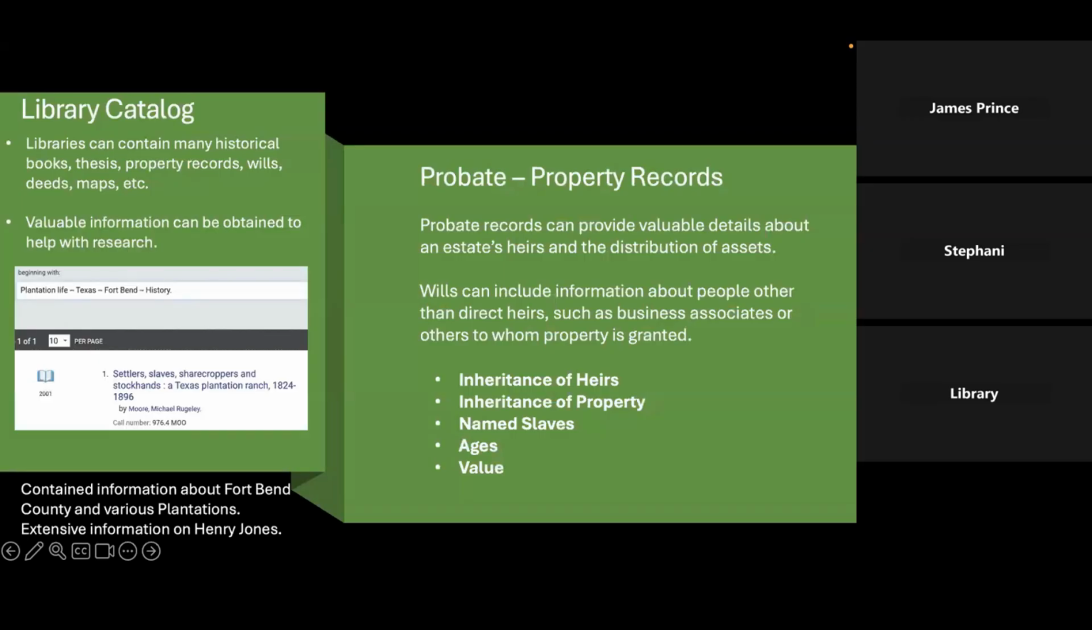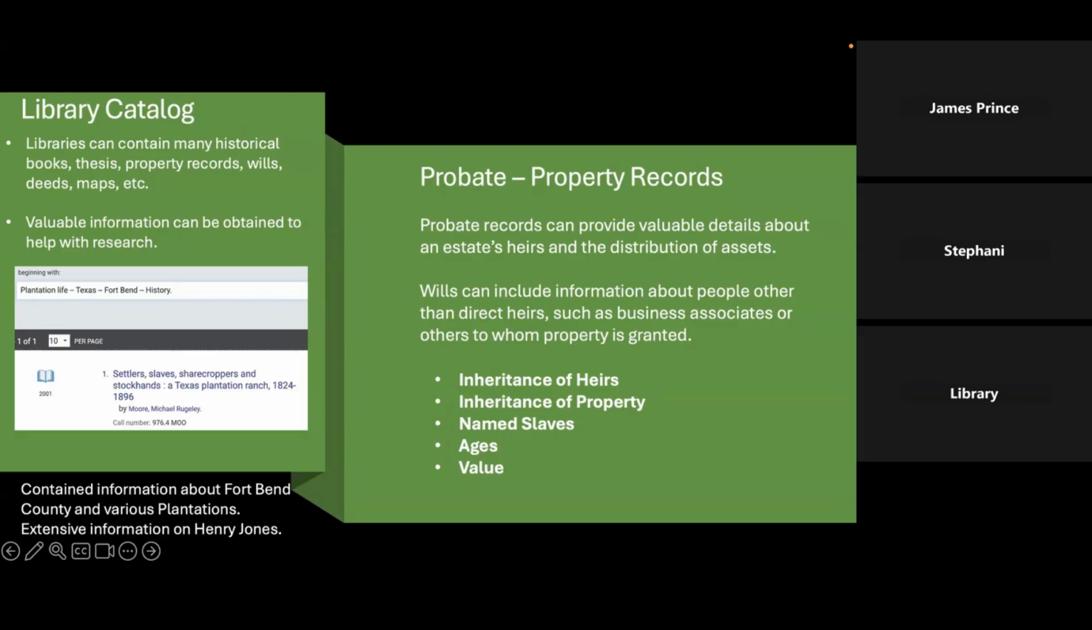So the library, like I said, is very helpful with property records and wills and deeds. This is the thesis paper that I found and gave me a lot of information on Henry Jones, and also other slave owners that came, like the Rome family, and settled in the Fort Bend area as part of the Austin 300. The property and probate records are very valuable, mostly because they give you the information of the direct heirs and also business associations or others to whom the property is granted.